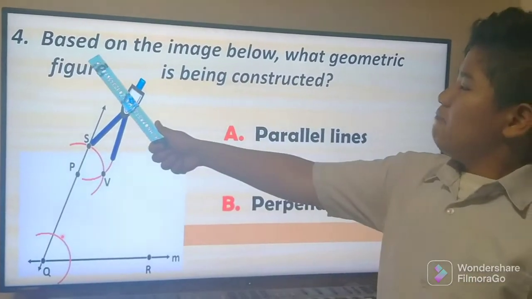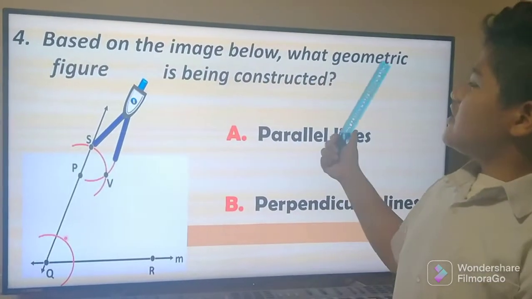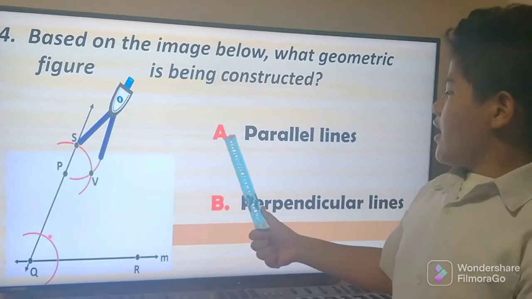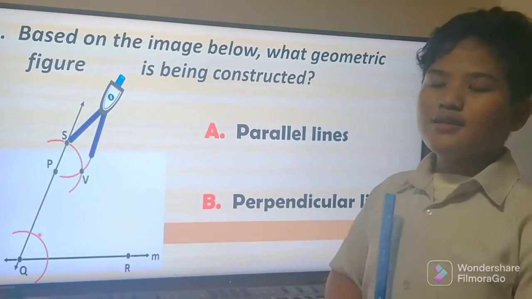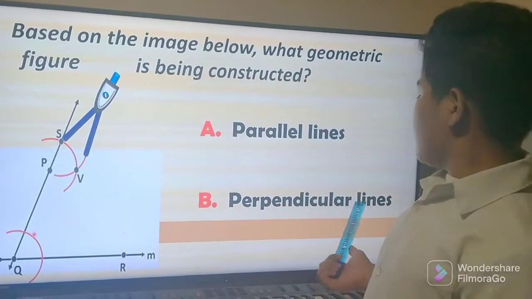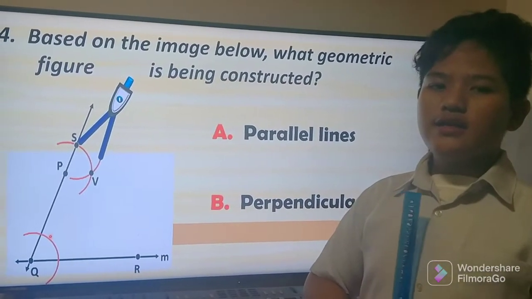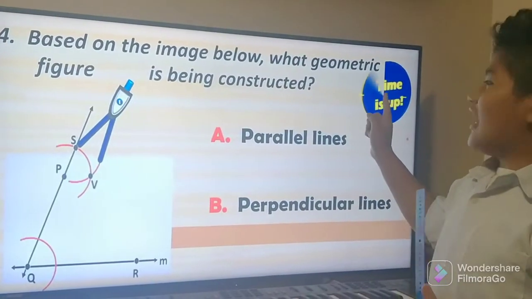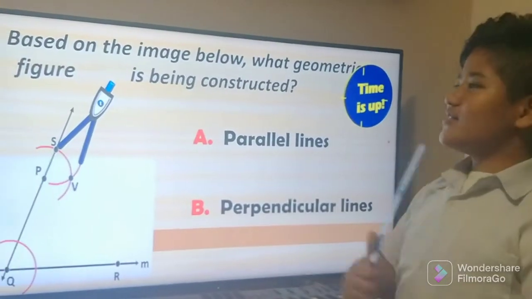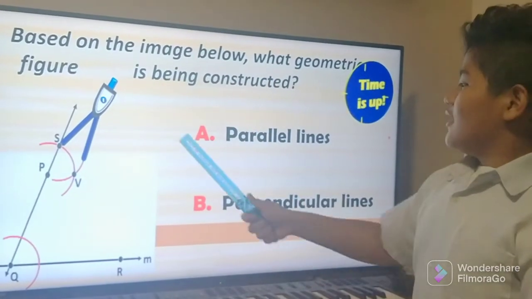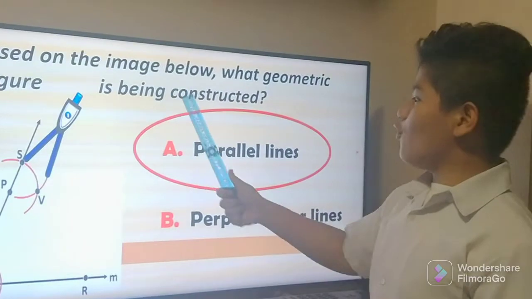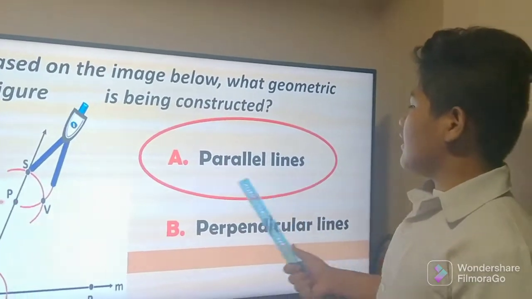Number 4. Based on the image below, what geometric figure is being constructed? Is it letter A, parallel lines, or is it letter B, perpendicular lines? What do you think is the answer here in number 4th question? Time's up! If your answer in number 4 is letter A, yes, you are correct. The answer in number 4 is parallel lines.